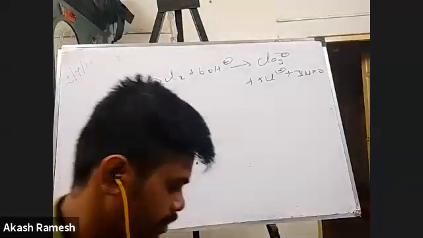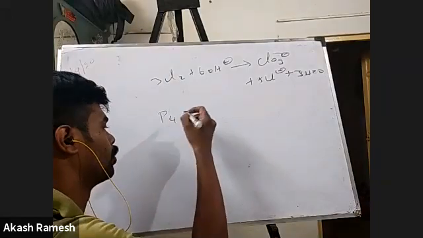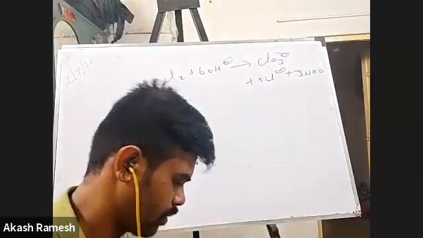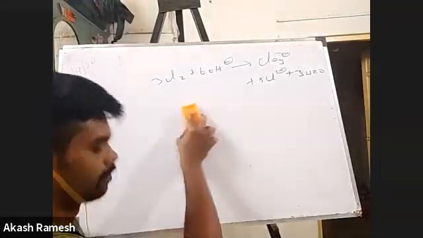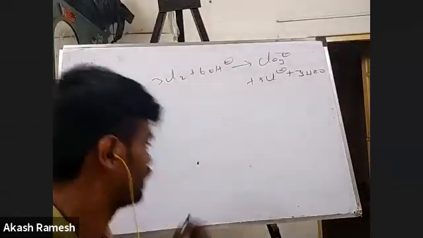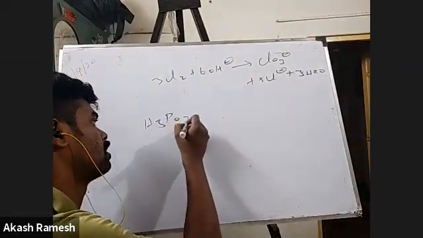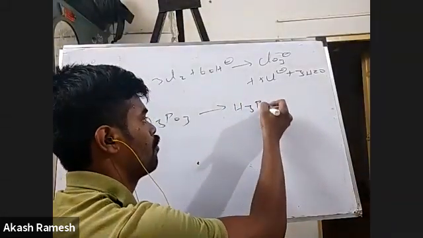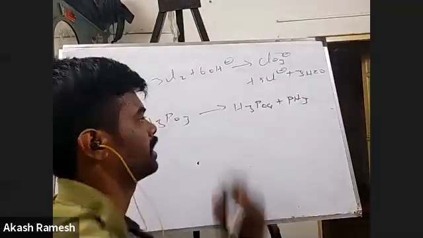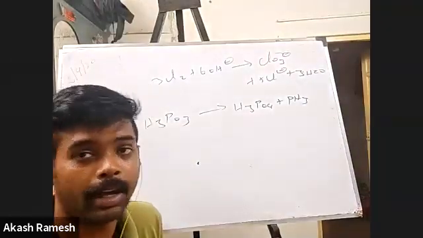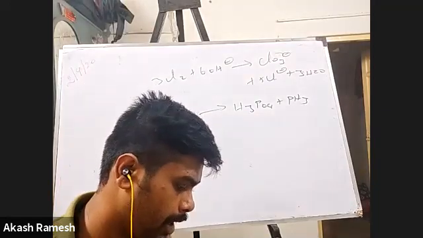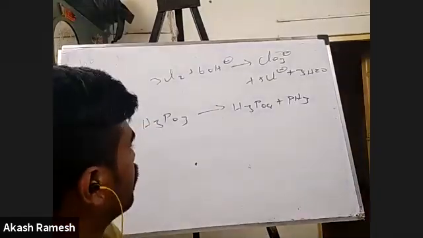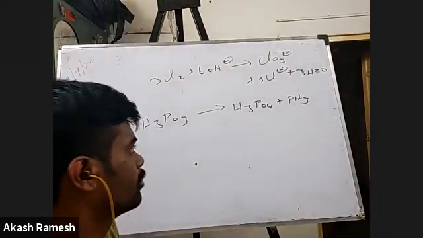Okay, I'll write it like this. I have H3PO3 giving H3PO4 plus PH3. Okay, I have this reaction with me. Cool. So I have to balance it. Now let me see whether it's a disproportionation reaction first. Obviously, I think you will be able to understand.